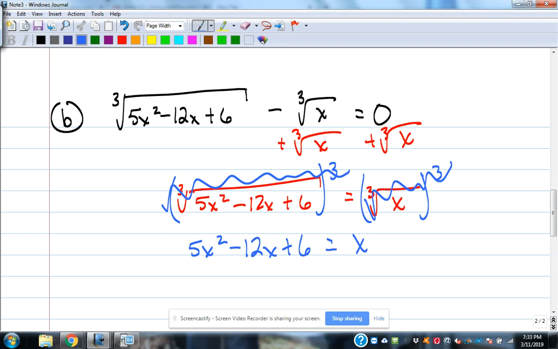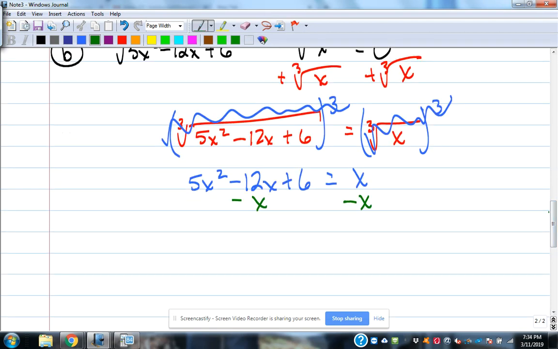And again, it's a quadratic. It's got an exponent on the x, so we need to get it equal to what to solve? 0. So I'm going to subtract this x right here, and I'm going to subtract it to its like term on the other side. So that's going to give me 0 on that side: 5x squared minus 13x plus 6. So I've gotten rid of the roots, or the radicals, in the problem.